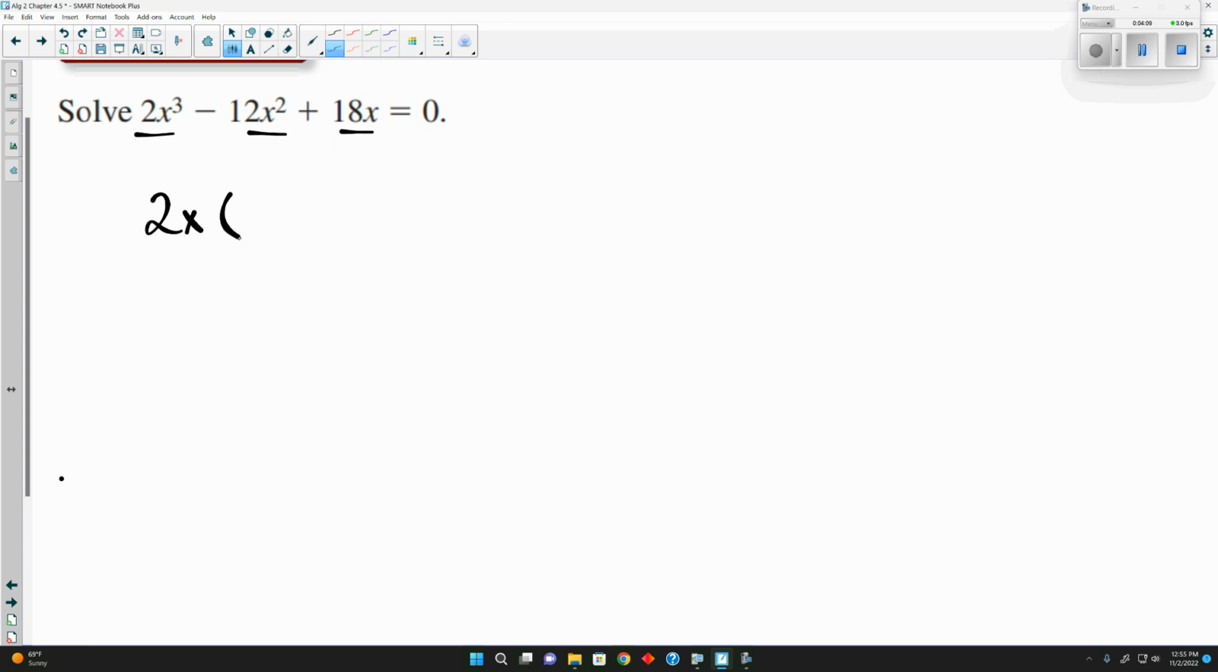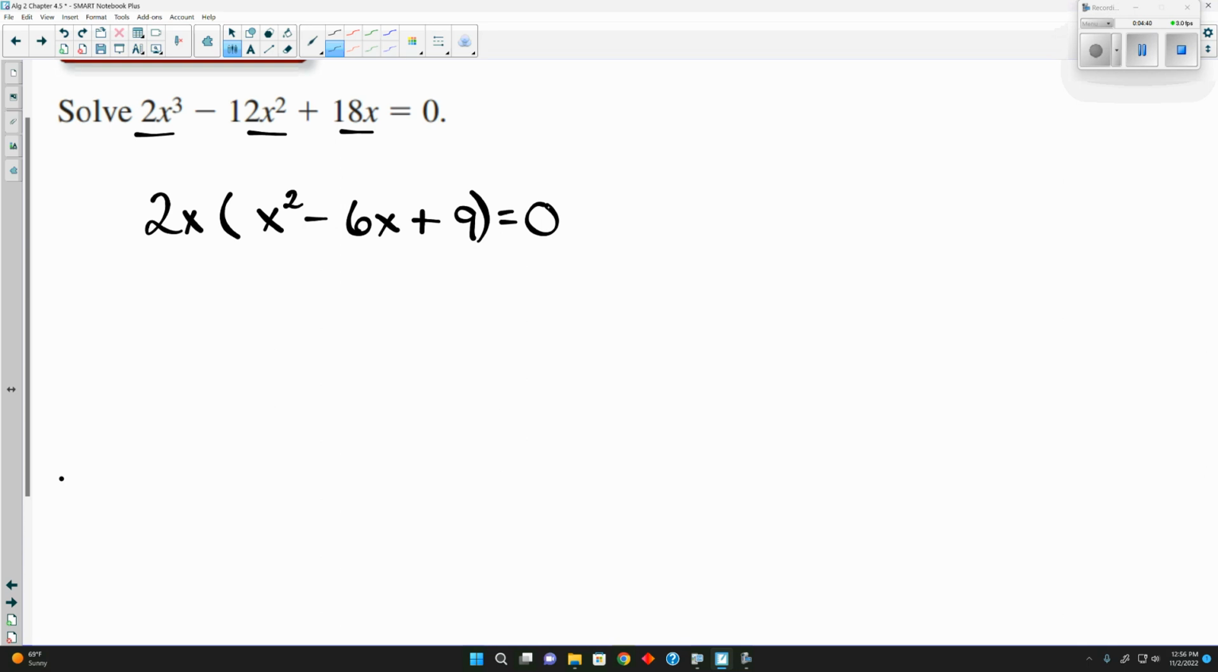If we factor 2x out of 2x cubed, we're left with x squared. Minus, if we factor 2x out of 12x squared, we're left with 6x. Plus, if we factor 2x out of 18x, we have 9. Because if we factor an x out of x, it's just 1, so we're really saying 9 times 1, which is just 9.